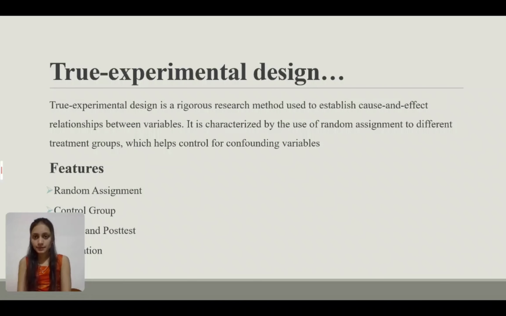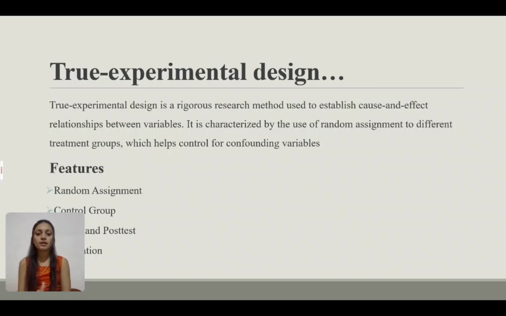Then second type is true experimental design. True experimental design refers to the type of research that involves manipulating the independent variable to observe an effect on a dependent variable, with the use of random assignment to ensure that participants are equally distributed across the different conditions.